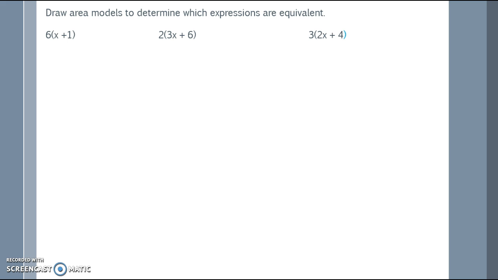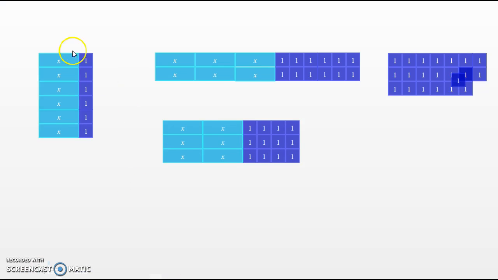Draw area models. Determine which expressions are equivalent. See if you can do this. Okay, so here I have 6 times the quantity of x plus 1. Here I have 2 times the quantity of 3x plus 6. And here I have 3 times the quantity of 2x plus 4. Notice that no matter how I were to recreate this, although they all have 6 x's, they do not have the same unit. They're not going to make the same shape no matter how I try to manipulate these.